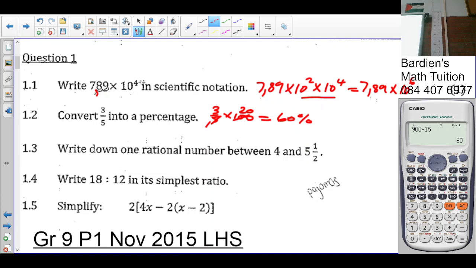Write a rational number that lies between 4 and 5.5. You can write any rational number between that. I will just write 5. Okay? You could have written 4,2 or 4 and 1 over 5. Any rational number between 4 and 5.5 will be acceptable. Yes, Michael? 20.